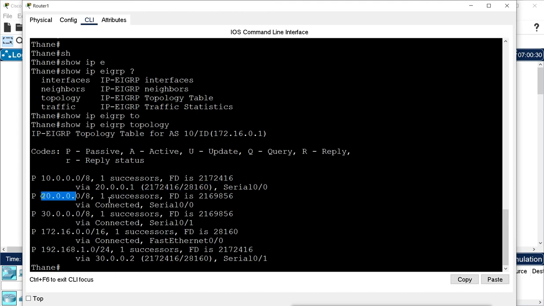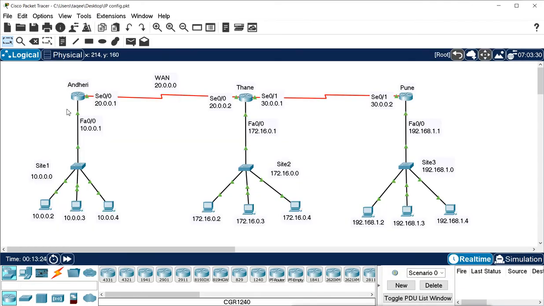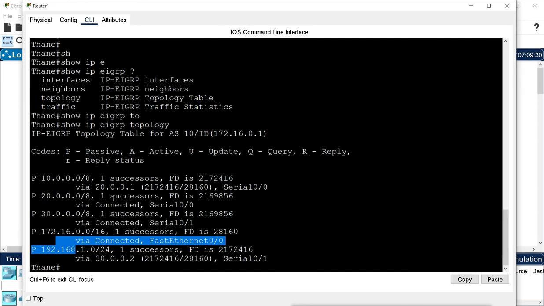And this is the other network, and this is another network. Now in this we have a straight line, so there is no other route for reaching the other network. So there are no two routes here, but if you have 2 or 3 routes to reach a destination network, then in the topology table you will see the successor and you will see the feasible successor. The successor will go to the routing table and the feasible successor will remain in the topology table.